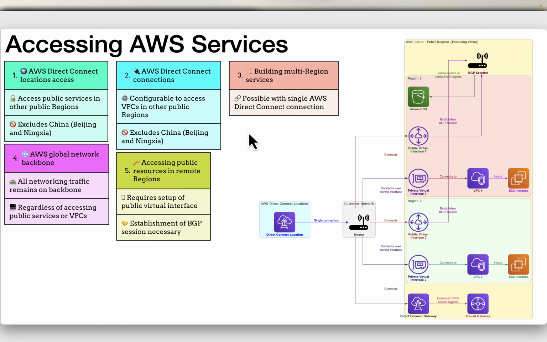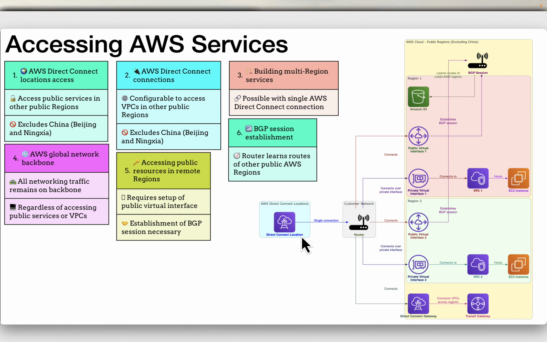To access public resources in a remote region, you must set up a public virtual interface and establish a Border Gateway Protocol (BGP) session. After you have created a public virtual interface and established a BGP session to it, your router learns the routes of the other public AWS regions. You can create a Direct Connect gateway in any public region. You only have to create one Direct Connect gateway in one of the regions, and then you are good to go.